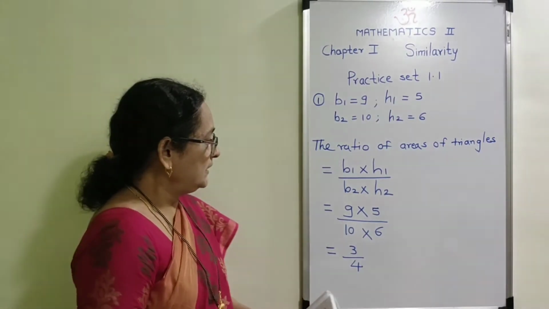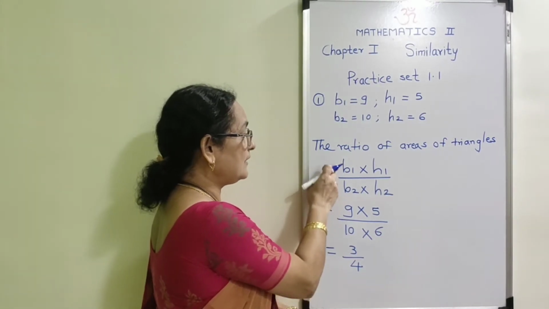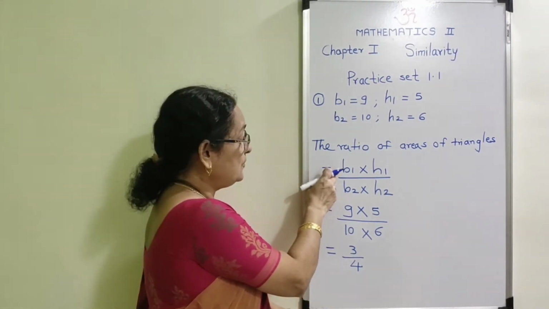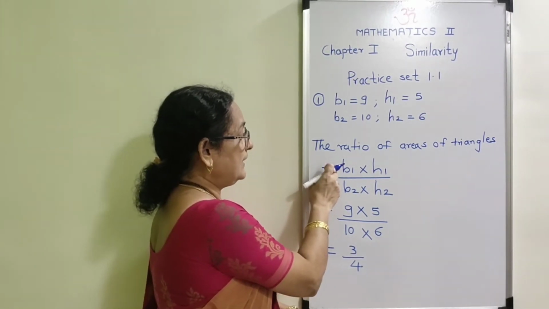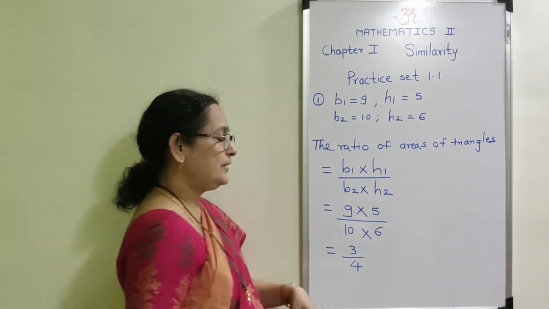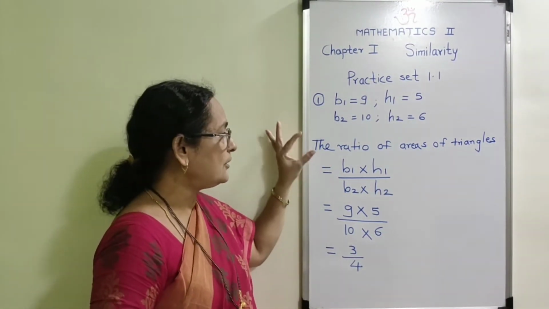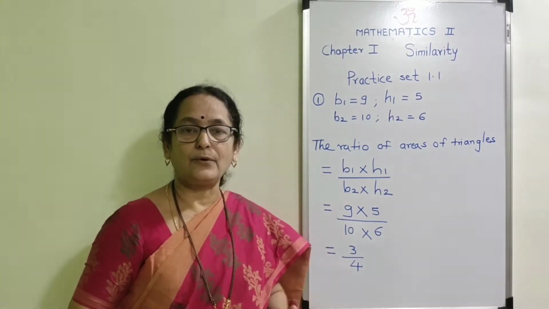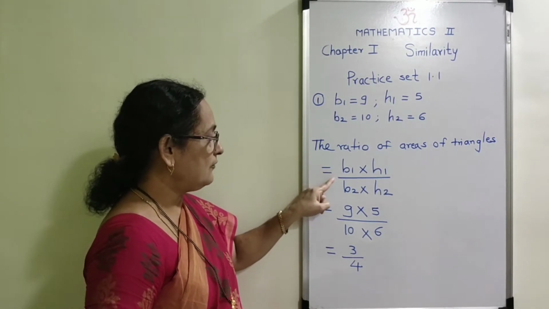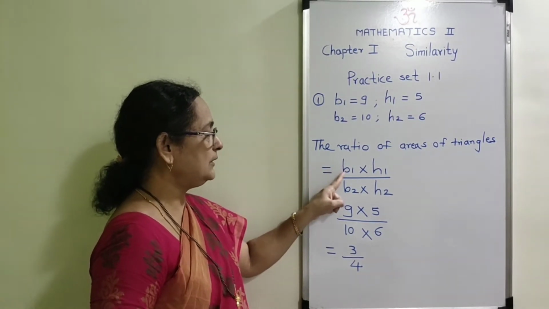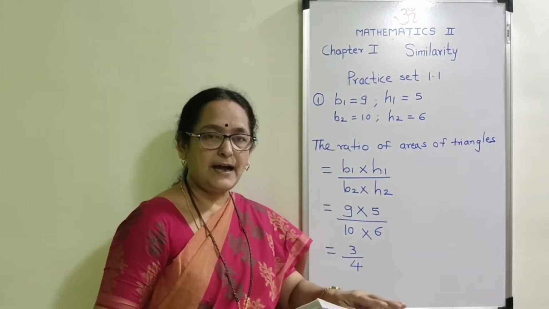Now suppose students have forgot that we have eliminated 1/2 from the formula of finding out the areas of triangle. Then they will write here 1/2. But when you write here 1/2, the examiner knows that you have not studied the first property from your textbook. And that's why be careful that our property is only the ratio of product of corresponding bases and heights.